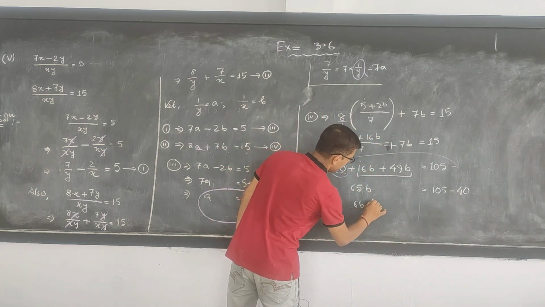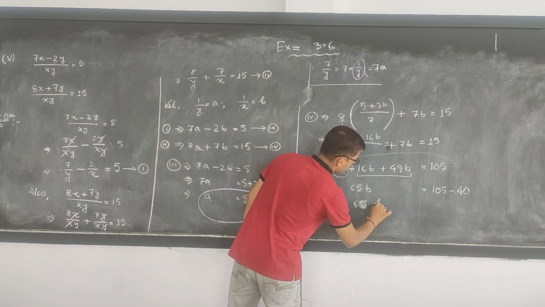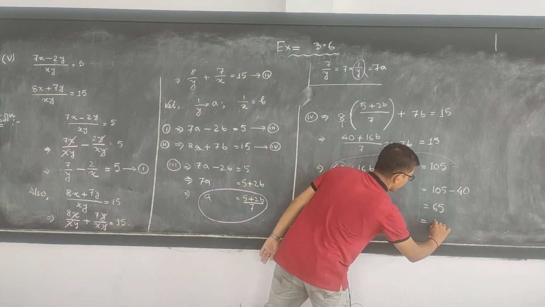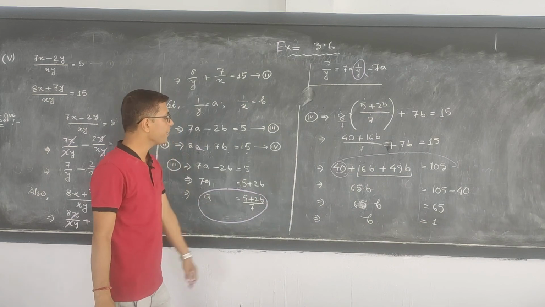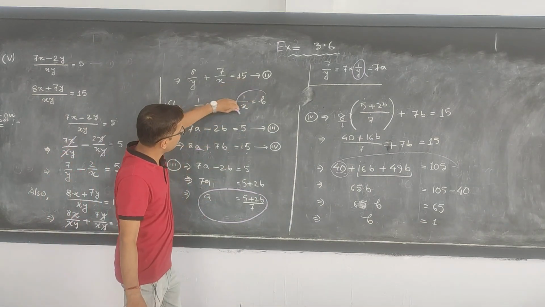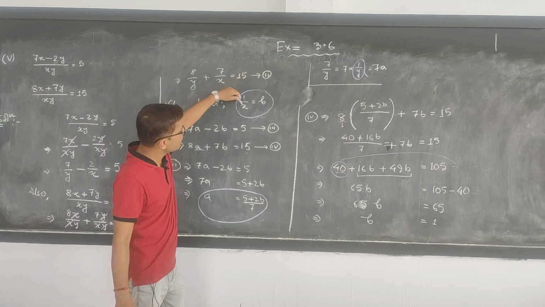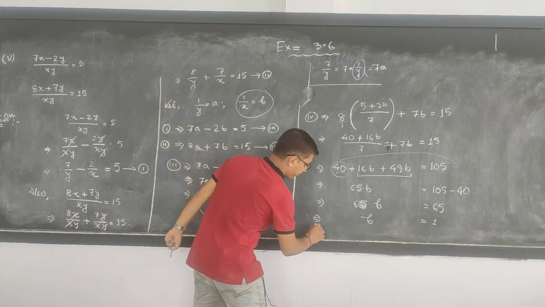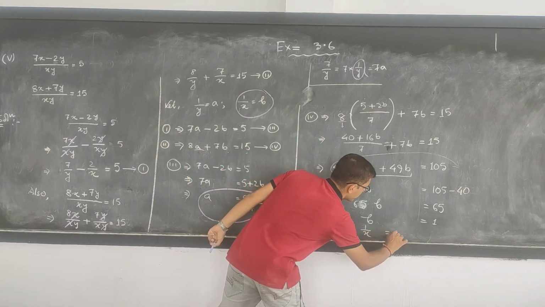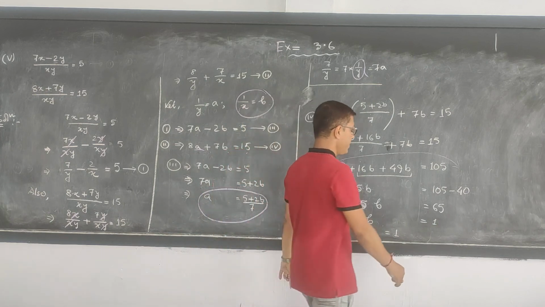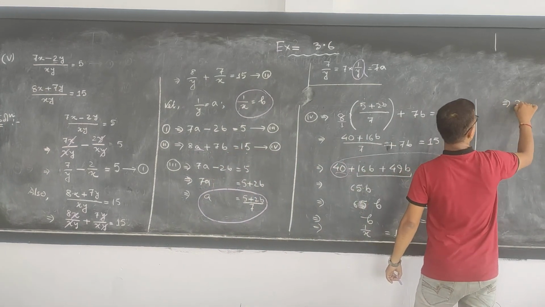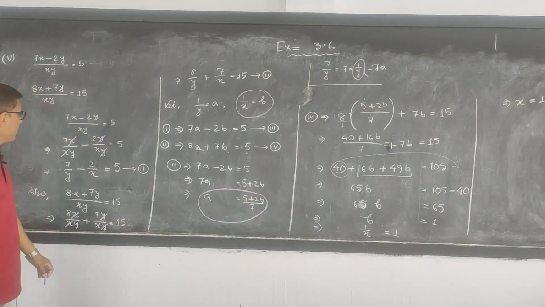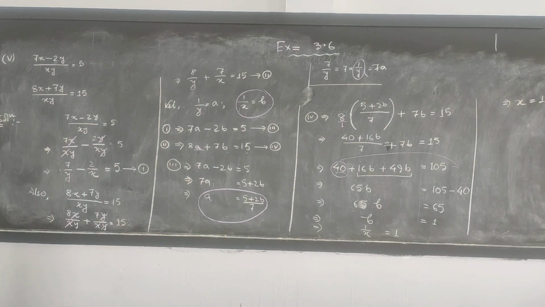So 65b equals 65, so b will be 1. 65 by 65 is 1. What was b? B was considered as 1 by x. So where there is b, can we substitute it by 1 by x? Definitely, why not? So 1 by x equals 1. Then x will be equal to 1. Clear? If x is 1, then what about y?